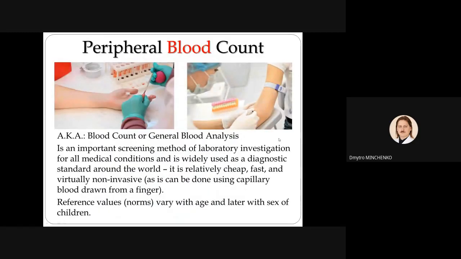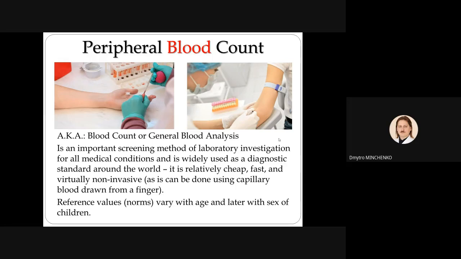One of the main tests that is performed to analyze the state of the blood system, which in turn helps us evaluate the patient's condition, is the peripheral blood count, also known as the general blood analysis or the complete blood count, or CBC for short. The blood for this analysis can be taken from a finger, because it can be done using capillary blood, or it can be taken from the vein.